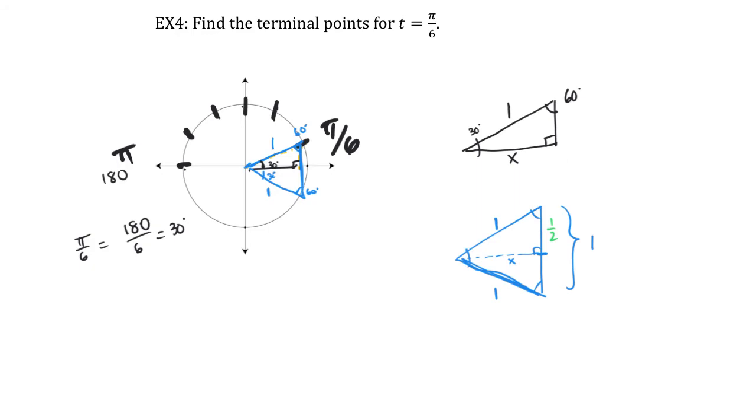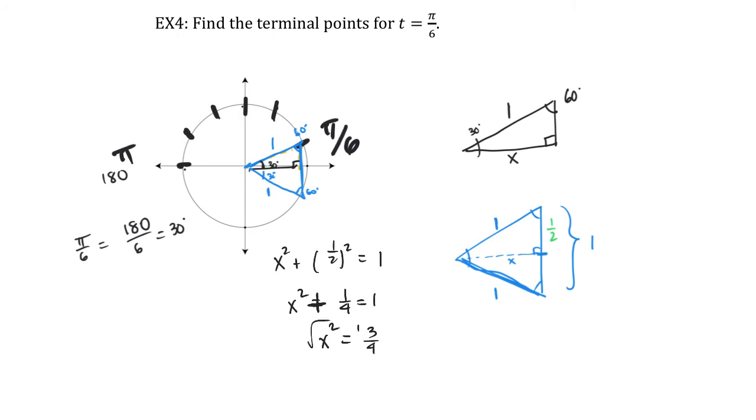And then we can find the x value there. We've got x squared plus y squared, so 1/2 squared is equal to 1 squared, which is just 1. And so we've got x squared plus 1/4 is equal to 1. Subtracting 1/4 from both sides, we would get x squared equals 3/4.